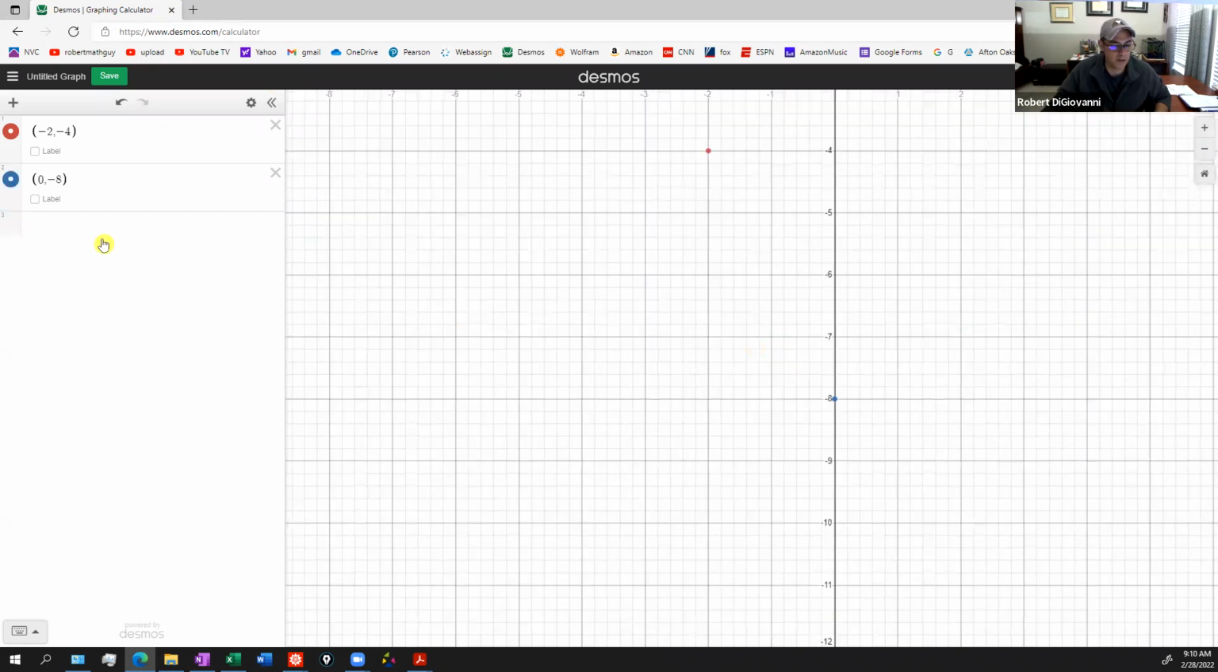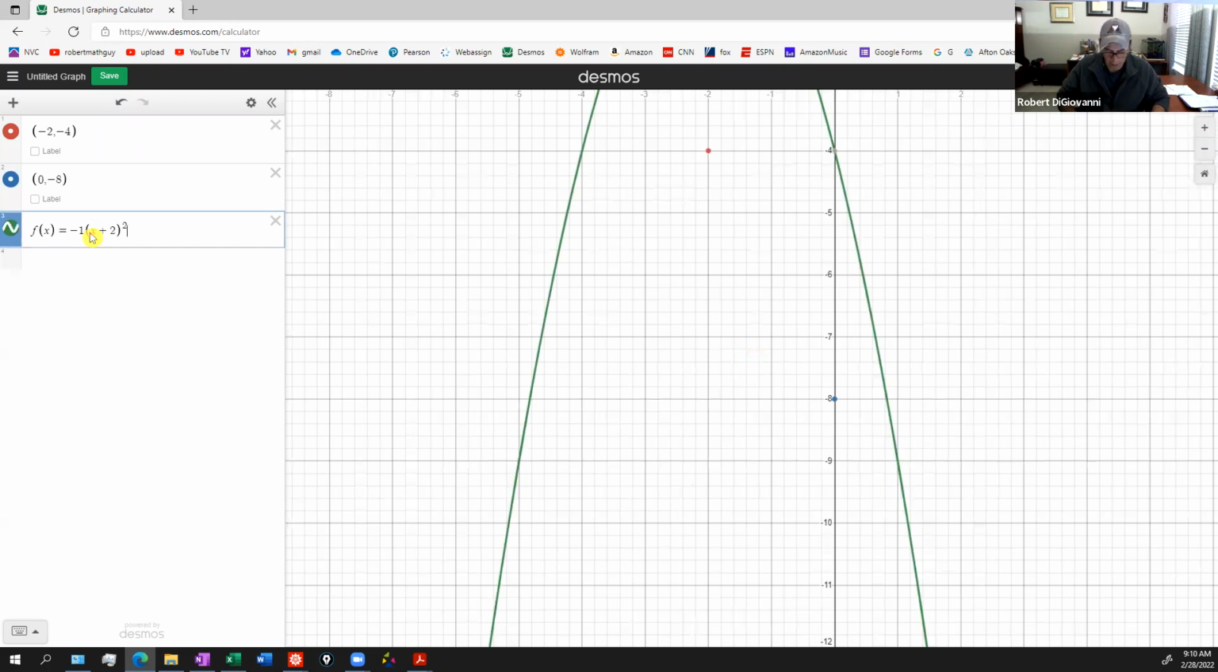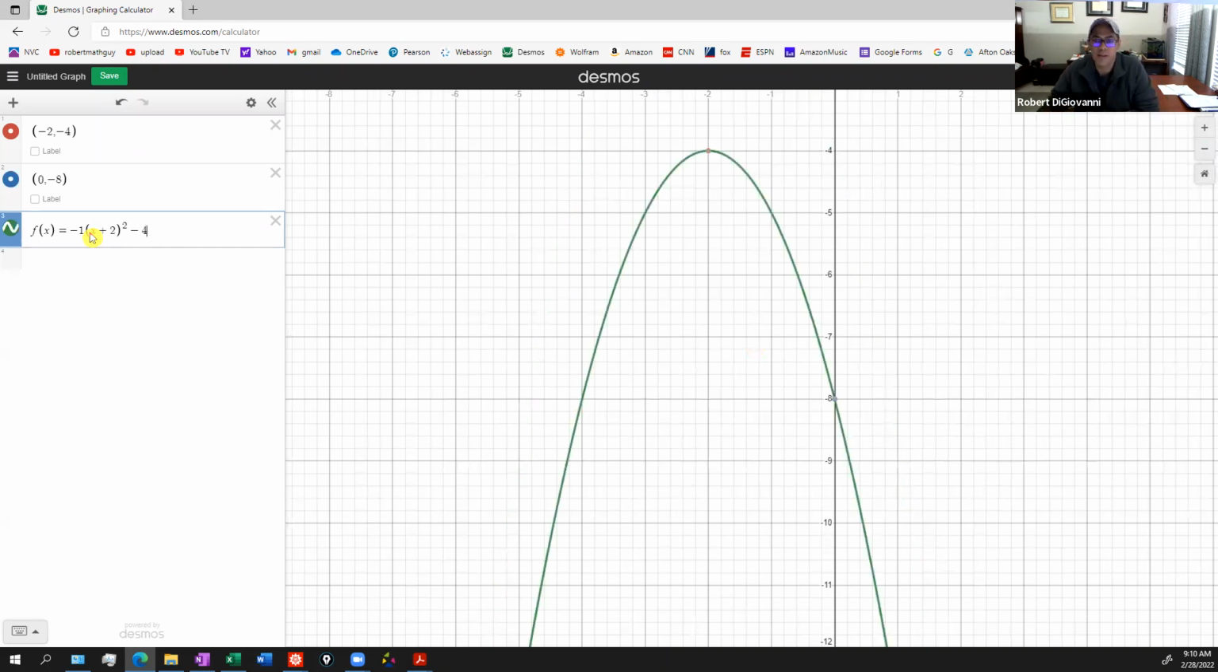And now I'm going to type in the function we just got. So I'm going to put f of x equals -1 times (x plus 2) squared minus 4. And you can see there that that parabola goes through that vertex and through that point. And that is the only parabola that does that. There's a unique parabola that has this as a vertex and this as a y-intercept. Make sense? Good, good question.